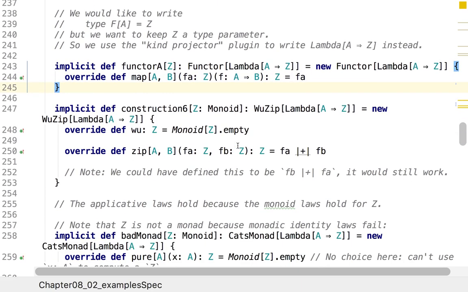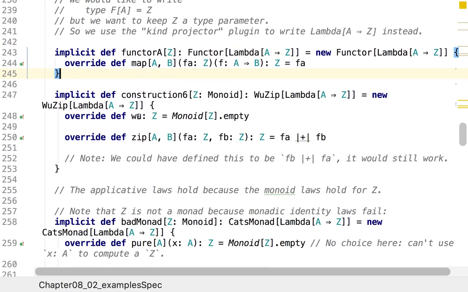Let's look at the applicative instance. The wrapped unit is a monoid empty value. Well, this seems to be reasonable. What else can we return? We need to return a value of type z, but we don't have any data to compute that. So the only value we can return is the empty value of the monoid. And the zip operation is just a monoid combination, monoid operation on fa and fb. And we could have defined it in the opposite order.